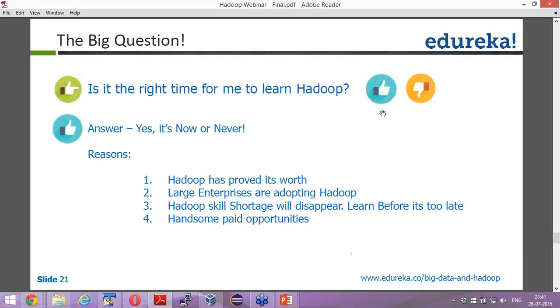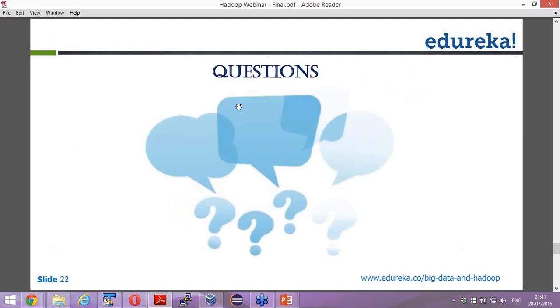Any other database, it can interact with. It can bring in data, and you can export the data back. There's a vast amount of tools available. Large enterprises have already started adopting Hadoop, so soon the skill shortage is going to disappear. So it's always better to learn faster and lead the race. And again, there are huge opportunities with huge pay packages available.